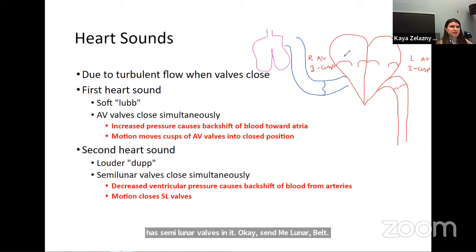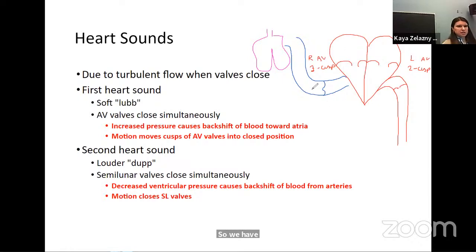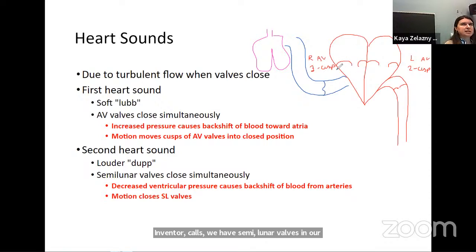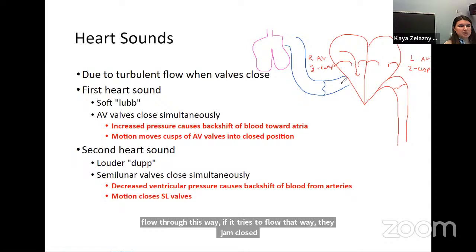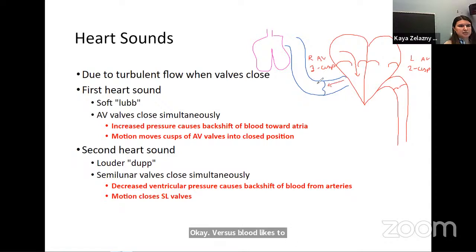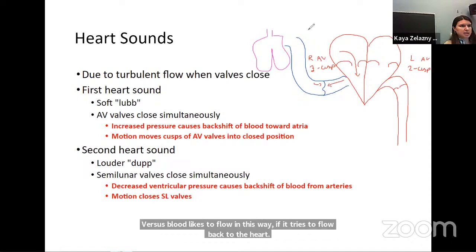So we have AV valves, atrioventricular valves, between our atria and ventricles. We have semilunar valves in our arteries. And I do draw those curves in a specific direction because it's also telling you about physically how they catch blood. So blood likes to flow through this way. If it tries to flow that way, they jam closed. Versus blood likes to flow this way. If it tries to flow back to the heart, they pop closed the opposite way.